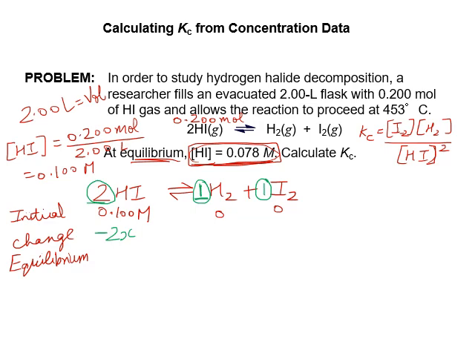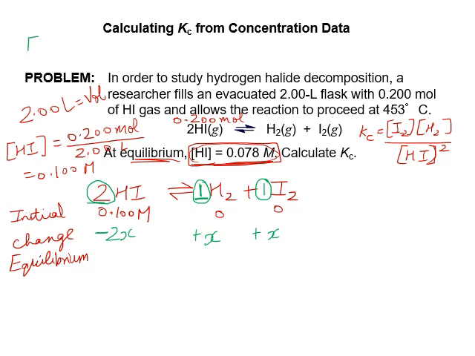If 2x of HI is used, how much hydrogen will be produced? X. And how much iodine will be produced? Also X. Again, for every 2 moles of this, 1 mole of hydrogen and 1 mole of iodine is produced. The only difference here is we are not working with moles, we are working with molarity. So whatever your coefficients are, just make sure you carry those coefficients in your change. Reactants are always going to be negative and products are always going to be positive change, because the concentration of product goes up and the concentration of reactant goes down. So at equilibrium, we will have how much? The concentration at equilibrium is always going to be your initial plus the change that happened.